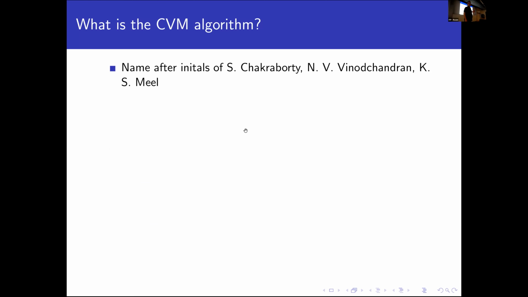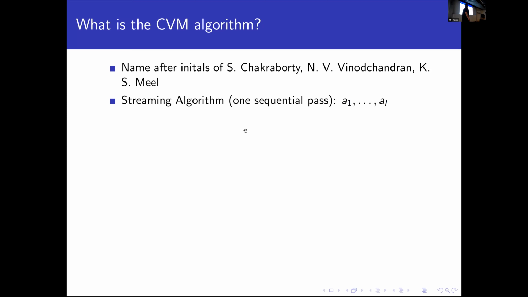Let's start with the CVM algorithm. It was named after Chakraborty, Vinodchandran, and Meel. It's basically the initials of those authors. And the naming was actually done by Knuth. He made a review article and he abbreviated the authors' last names to call it the CVM algorithm. So here's the actual source of the name for this CVM algorithm.